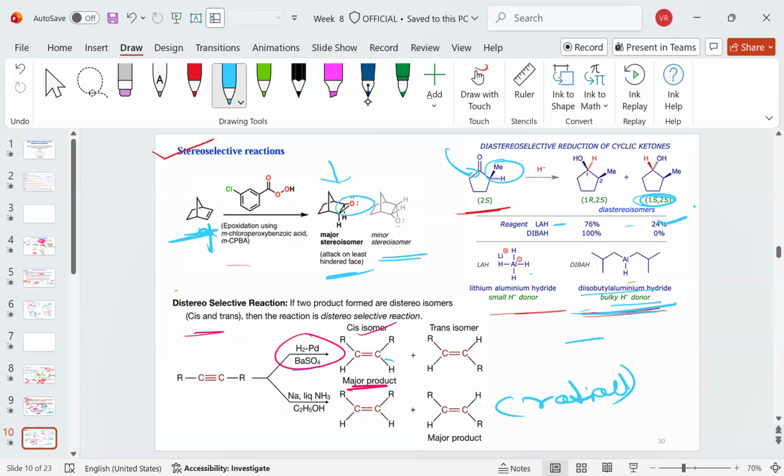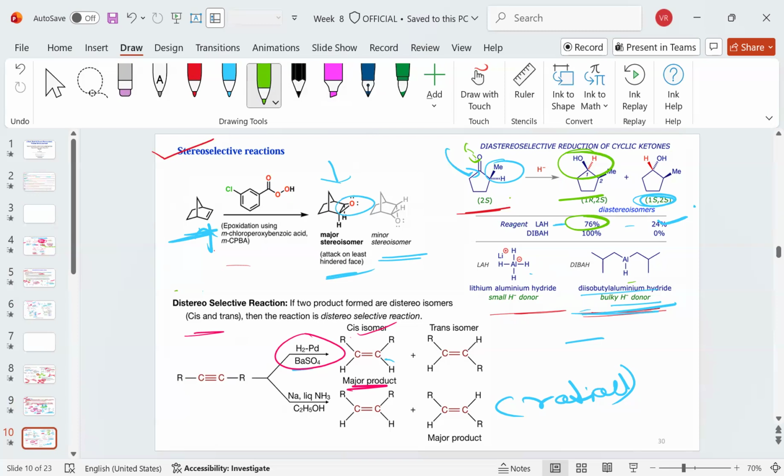However, the attack from the bottom side is sterically preferred. Why? Because there is no steric hindrance, as in the case of the attack from the top side where the methyl group is. So we get the major product formation in this case, in which the hydride attacks on the bottom side, and we get the major product at 76%. So we get a major product and also a minor product.